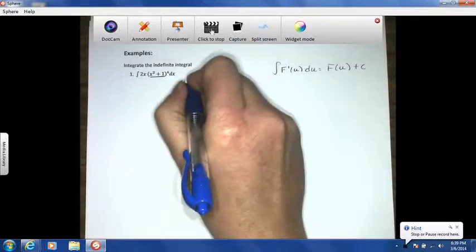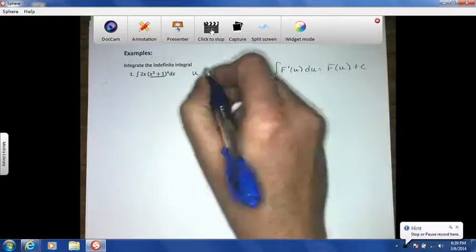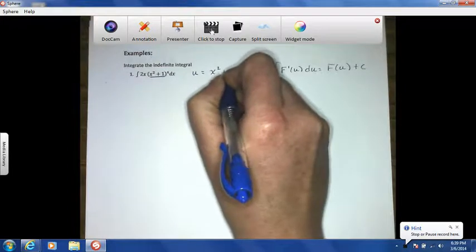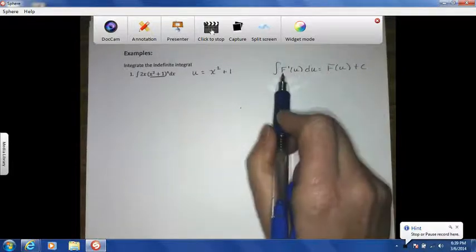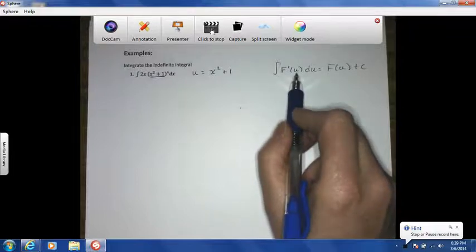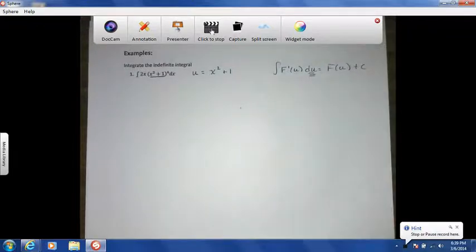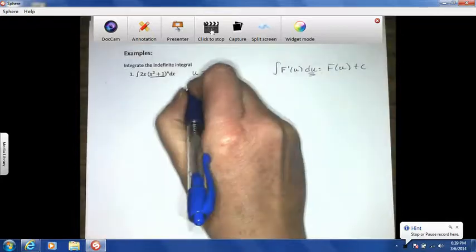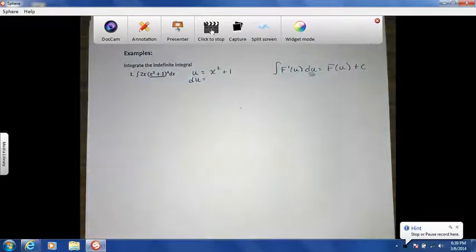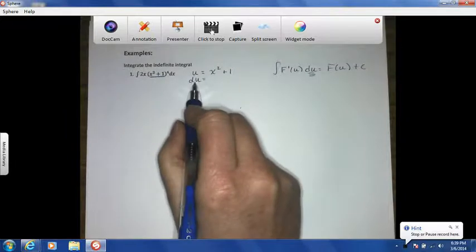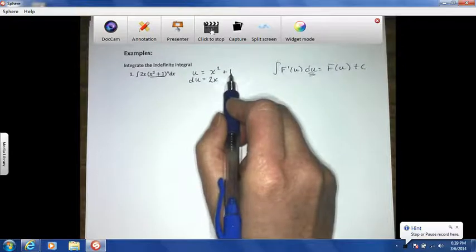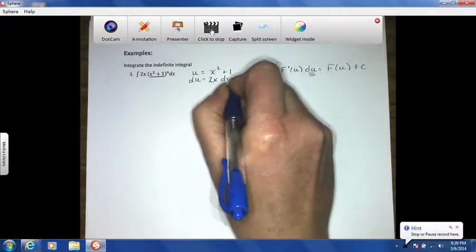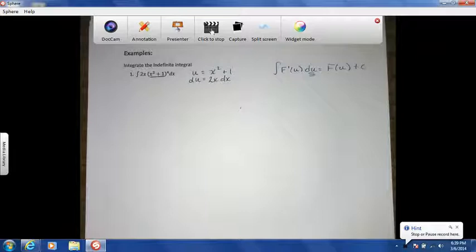So what I'm going to do is let u equal the inside of the composite. So u is equal to x squared plus 1. Now, according to our formula right here, we need not only the function evaluated at u, but we also need to know the derivative of u. So if u is equal to x squared plus 1, the derivative of u is du, the derivative of x squared is 2x, the derivative of 1 is 0, and this is multiplied by dx. Think back to your differentials.